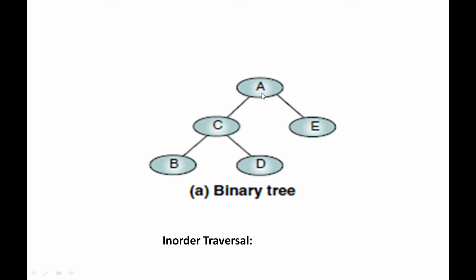It has got a root, left child and right child. So if you perform the in-order traversal, the output of the in-order traversal would be B, C, D, A, E. That is the expected output for the in-order traversal of this binary tree.